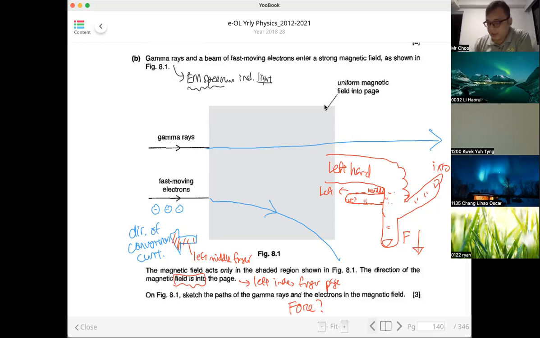Okay, why is this pointing to the left even though it is pointing to the right? It's because the conventional current is in the opposite direction as the direction of the electron. So you're always pointing using the conventional current. Is that clear? Okay, once you are clear, can you all give me a thumbs up?